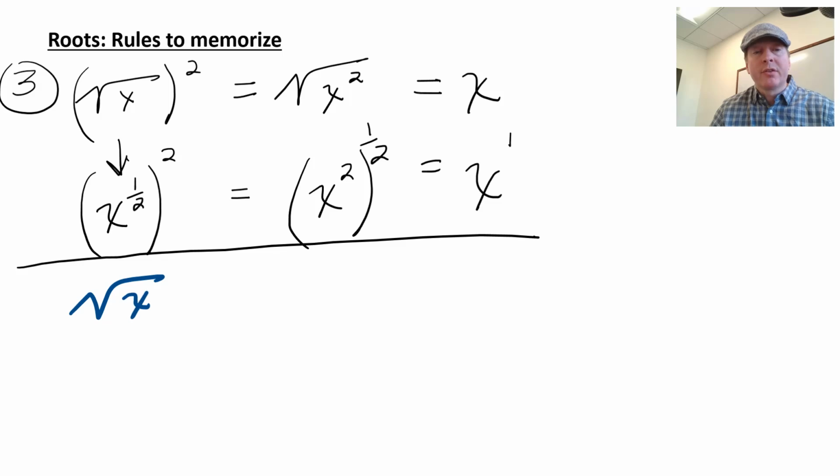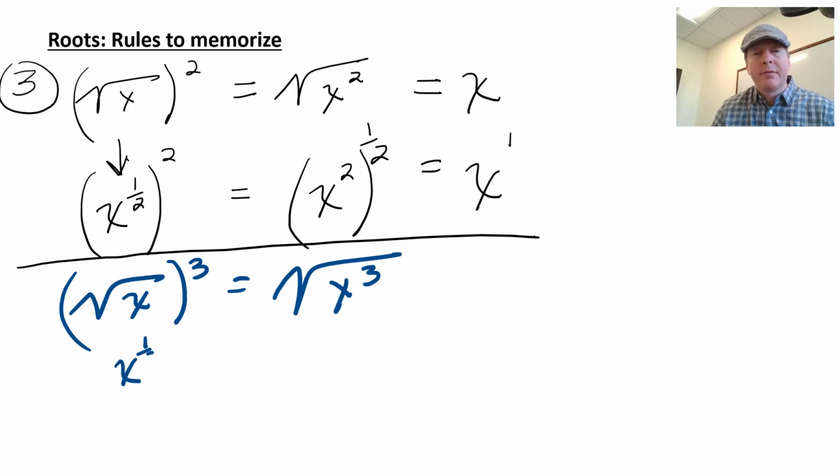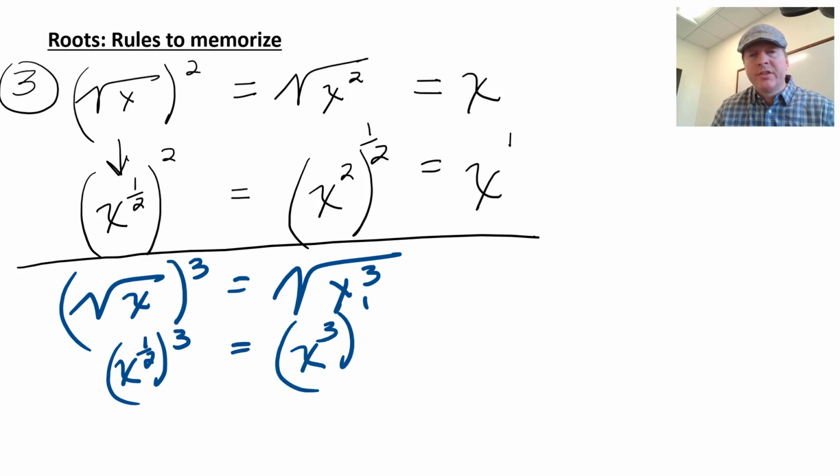Suppose I had the square root of x, cubed. That is the same thing as the square root of x cubed. X to the 1/2, cubed, is equal to x cubed raised to the power of 1/2. Both of them are x raised to the power of 3 over 2.